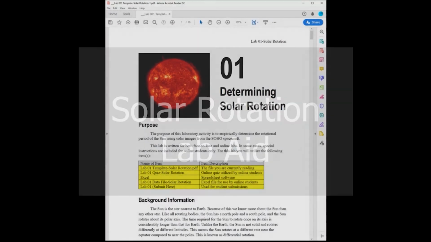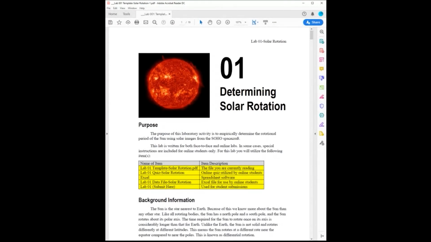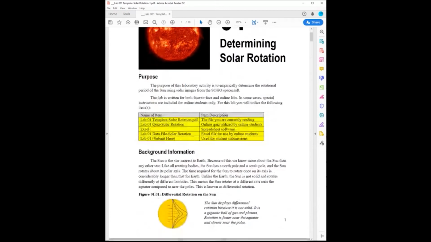You want to start the solar rotation lab with the template file, which is this file right here. And you notice that there's several pages here. It's broken down into sections. Tells you what lab number it is, determining solar rotation. Tells you the overall purpose. These things highlighted in the yellow table there are the items that you're going to need to complete this lab.